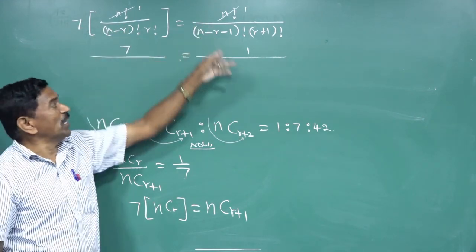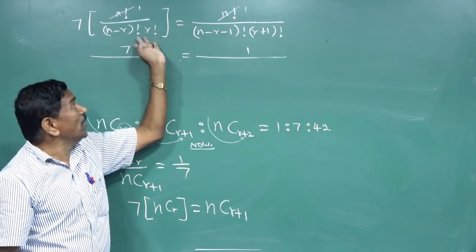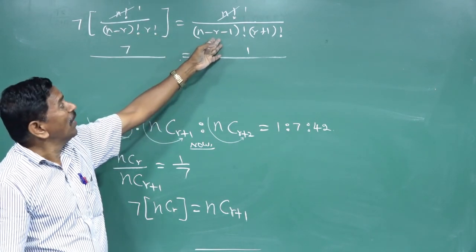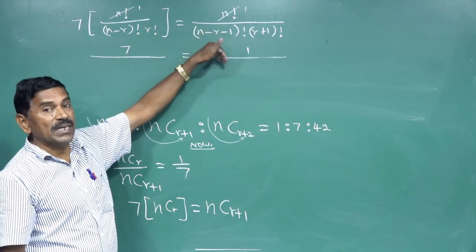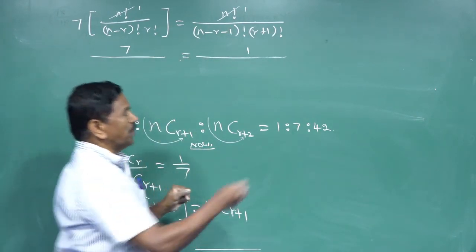1 divided by... Now consider the denominator. Comparing these two denominators, the smaller factorial is fixed and the bigger one we want to split.